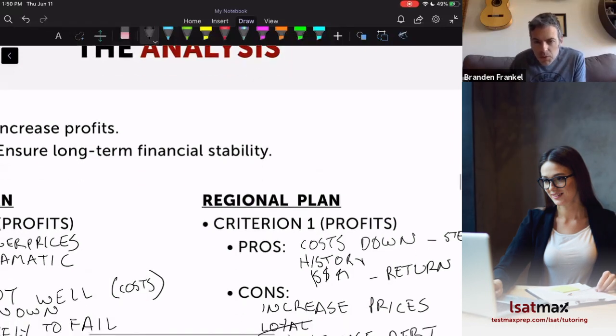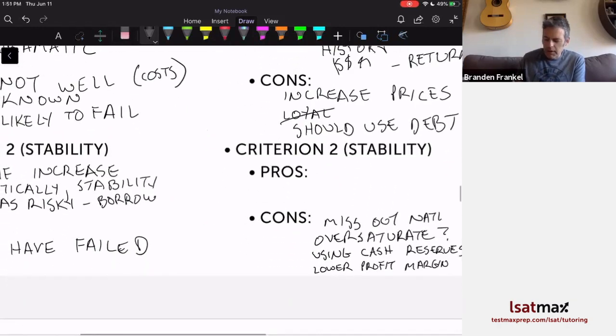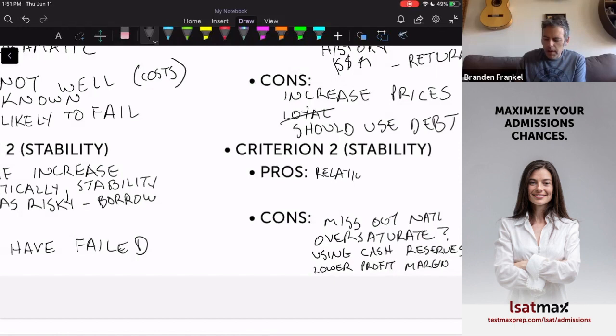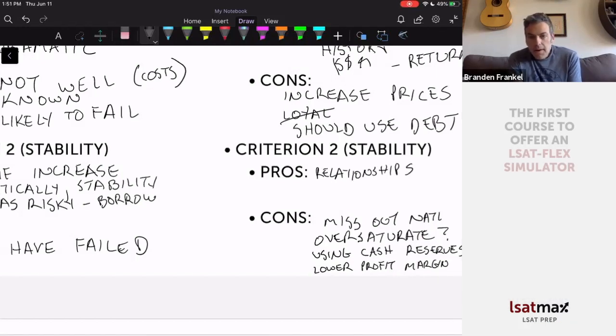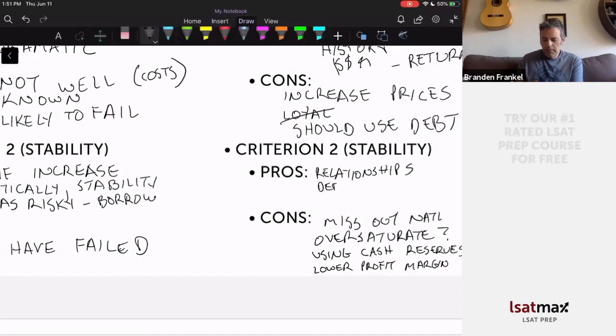I see pros. Willie is ahead of me. Long-term relationships within the market, vendors, etc. So we already have relationships here. We don't have to worry about expanding out and finding new vendors and stuff like that. How about anything else? Stability? No debt. That's helpful.